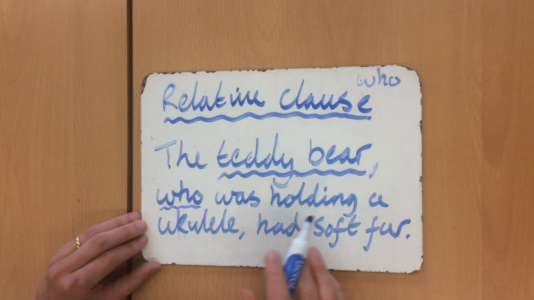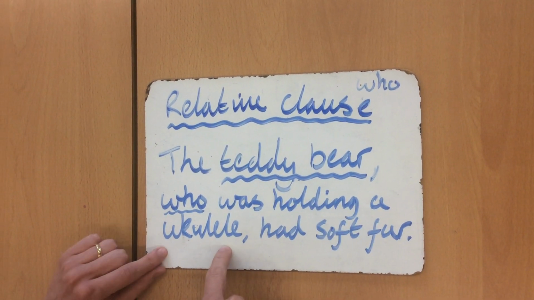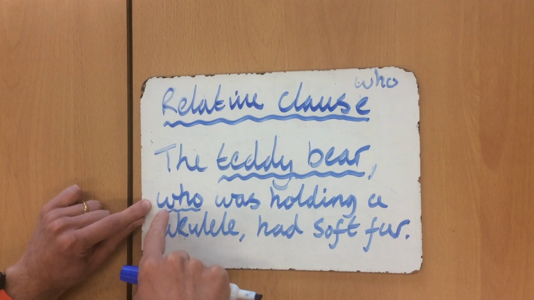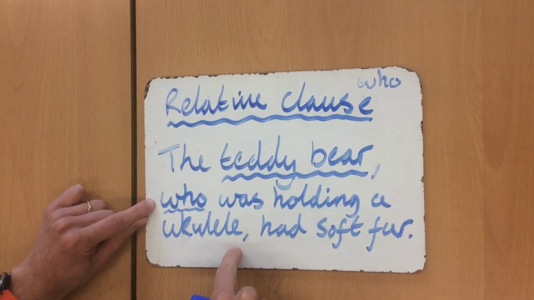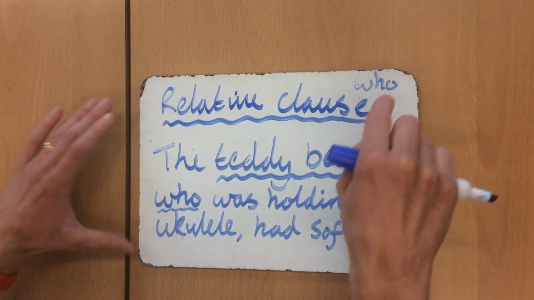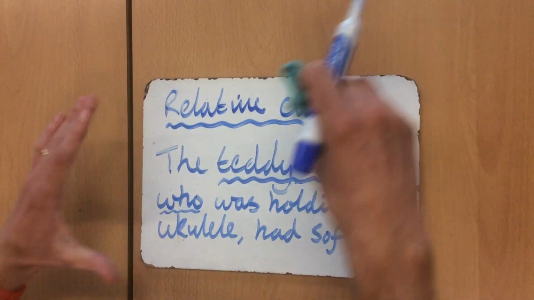So the relative clause in this sentence is who was holding a ukulele. The biggest clue was our relative pronoun, which is who, and this subordinate clause describes the noun, which is the teddy bear. So there you are, Year 5s. That's just a little how-to guide about relative clauses and how to insert them.